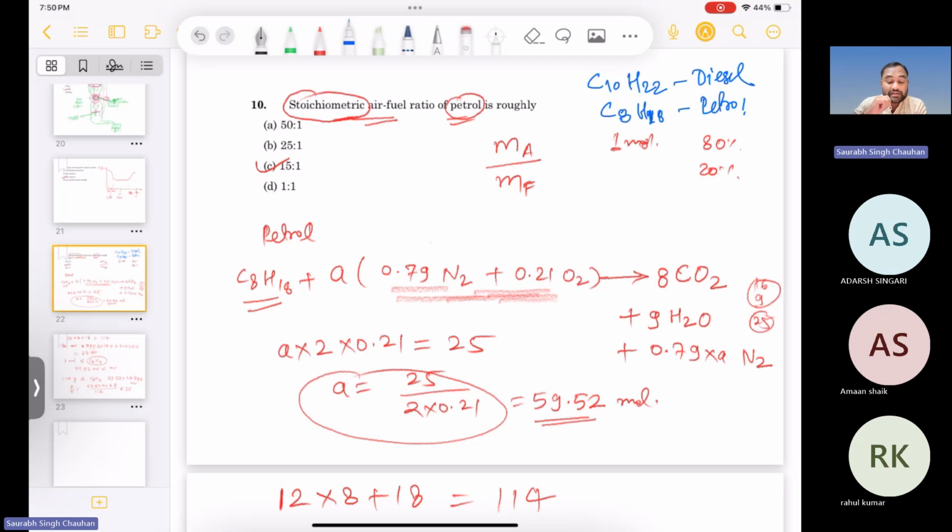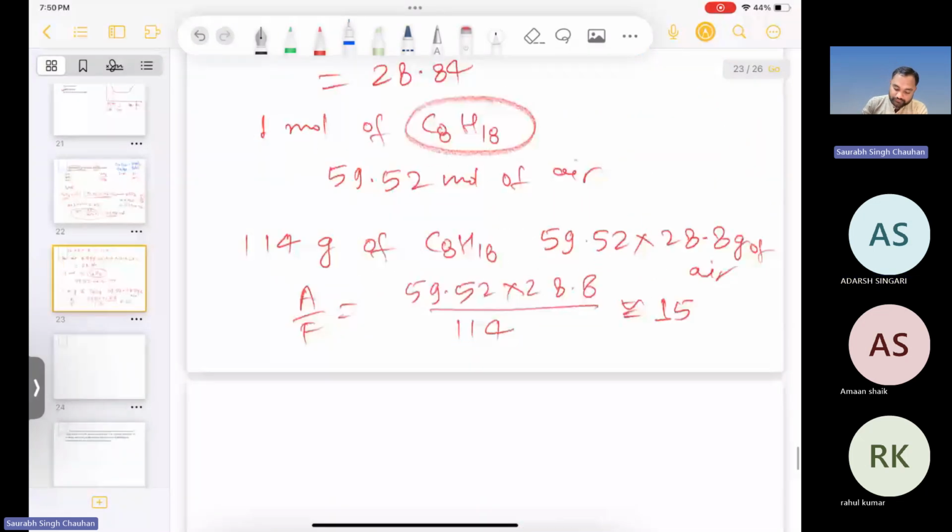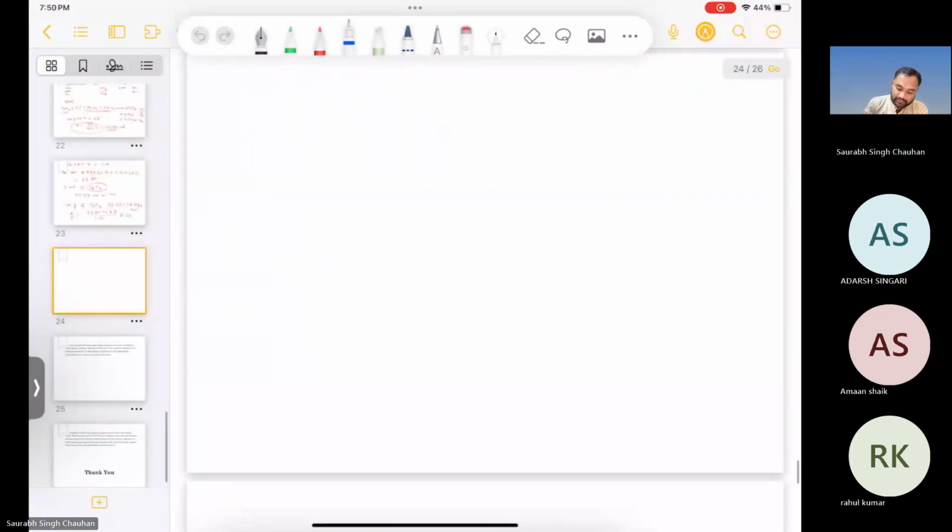Okay. So what was another question? I forgot. Equivalence ratio, yes. Say equivalence ratio.